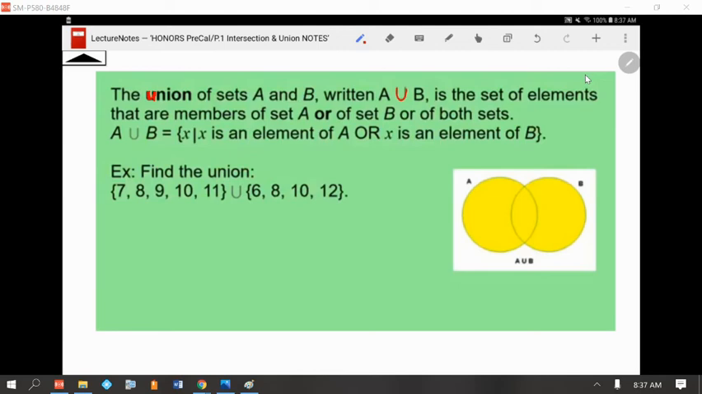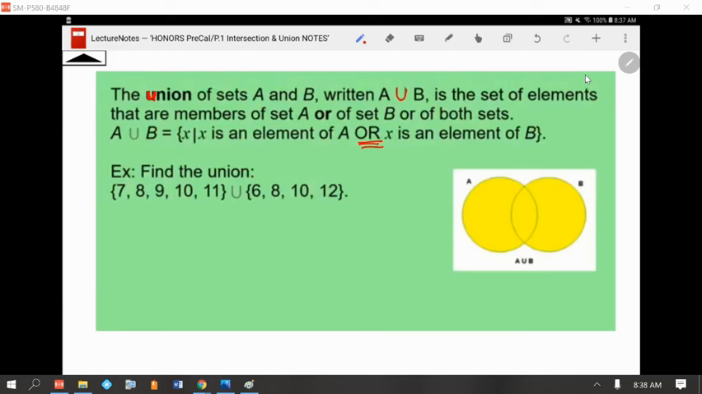The union of A and B, A union B, is the set of x such that x is an element of A or x is an element of B. So we're not using the word and, but we're using the word or. There's a big difference, right?